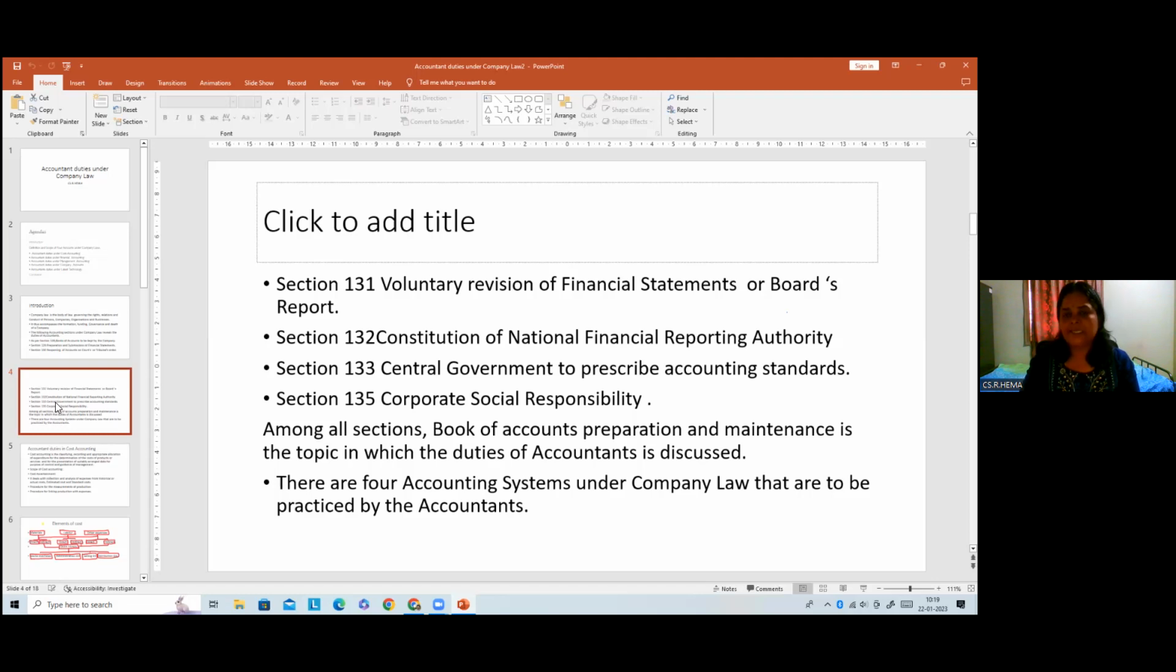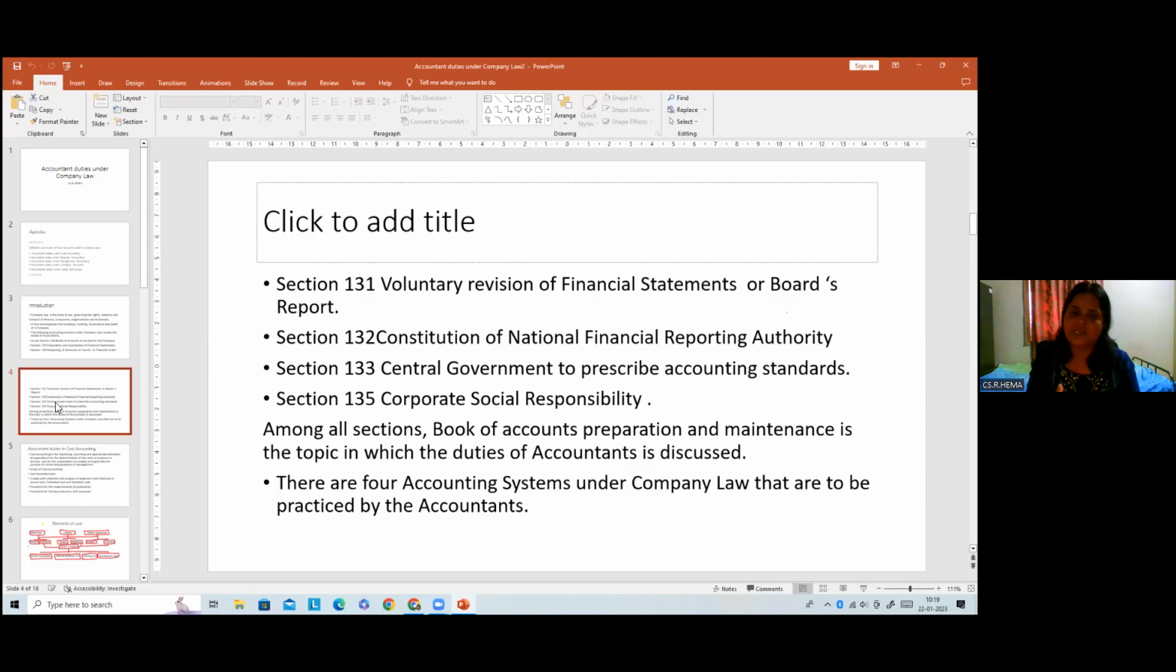Section 133, central government to prescribe accounting standards. The government will prescribe accounting standards by getting information from the National Financial Reporting Authority. This is for all the companies. This point will be suitable for all the companies. If we are working in a company, we'll see accounting standards, AS 1 to 22. They will be having accounting standards. According to the accounting standards, we should deal with all the points of the accounting part of the Companies Act. Section 135, corporate social responsibility.